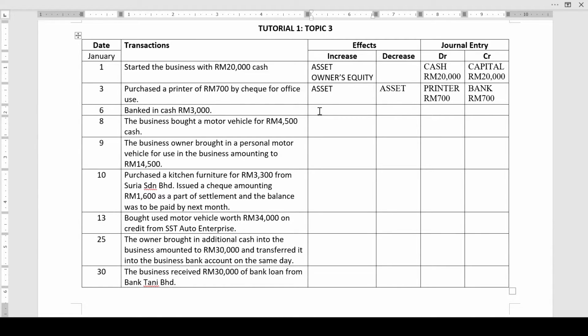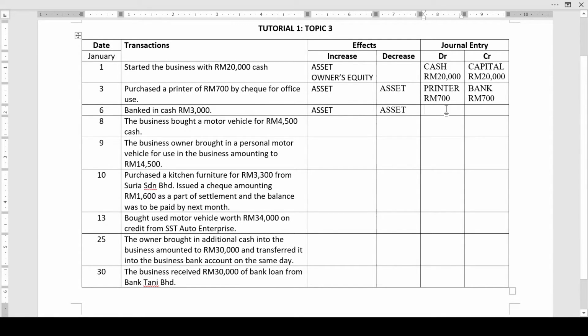So what happened to cash in hand? Cash in hand will decrease, meaning that there is a decrease in asset. What happened to the cash at bank? Cash at bank will increase because there is additional cash deposited into the bank. So cash at bank increases, and cash at bank is an asset, so asset increases.